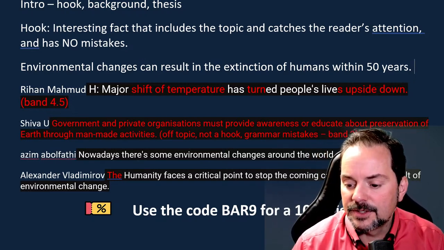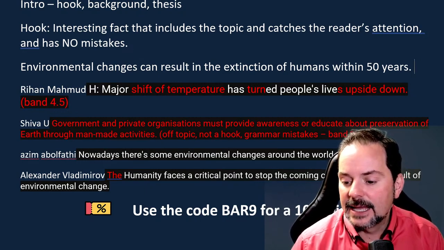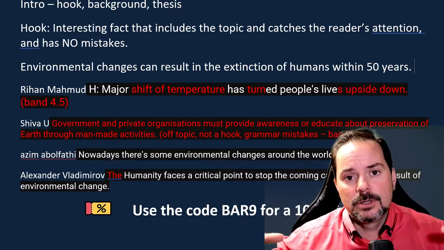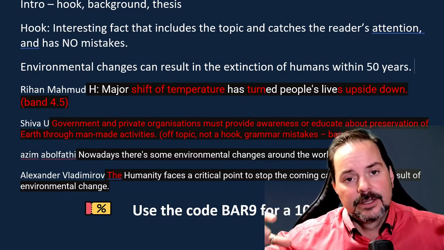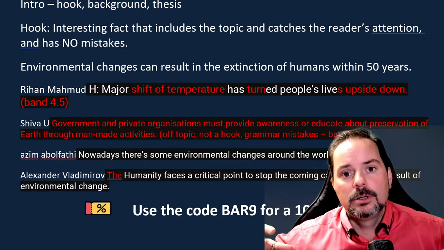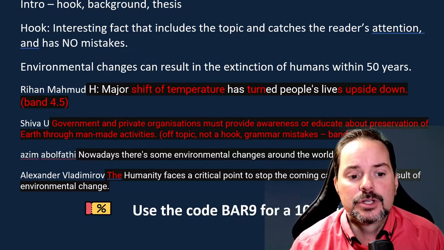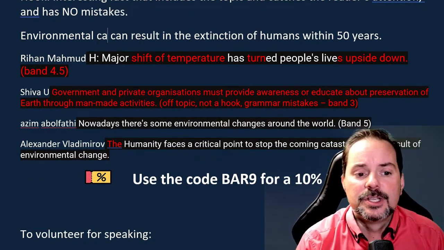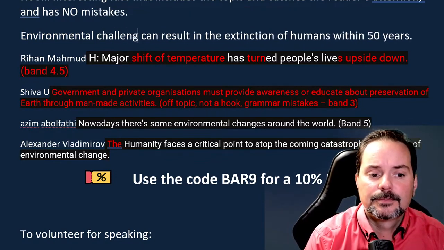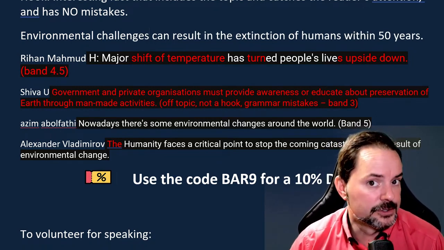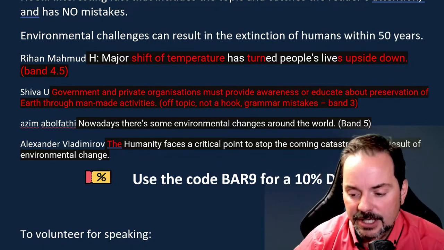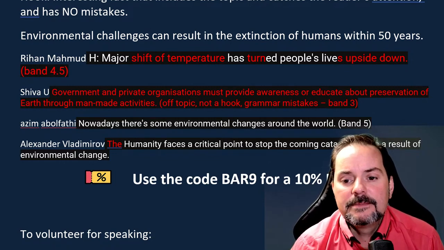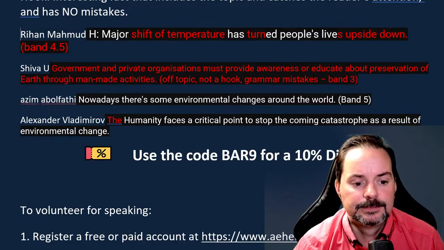Okay. Momotaro, Peach Boy, says, how do you plan your hook? Momotaro. You plan your hook by identifying the topic and thinking about a simple, impactful fact that includes your topic. So the topic is global environmental challenges. So here I'm saying environmental changes, which could also be environmental challenges, can result in the extinction of humans within 50 years. Boom, right? Hits you like a ton of bricks, as they say. Okay. All right. So that would be my hook.